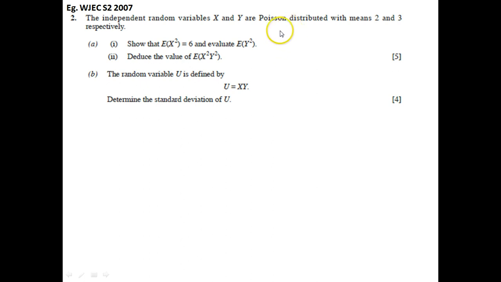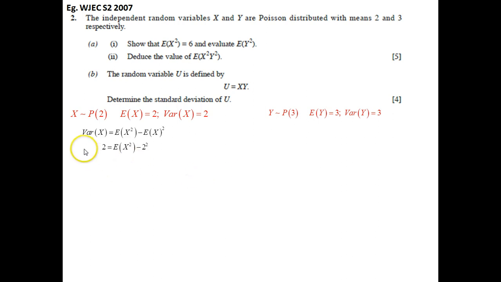We're given Poisson, we're given they're independent, so x is Poisson distributed with mean of 2, so its mean and its variance is 2, and y has a mean of 3, so its mean and its variance is 3. Variance of x is defined to be E of x squared minus E of x all squared. So if I put the values in, I've got 2 equals E of x squared minus 2 squared, which I can rearrange, and I'll get E of x squared is equal to 6.